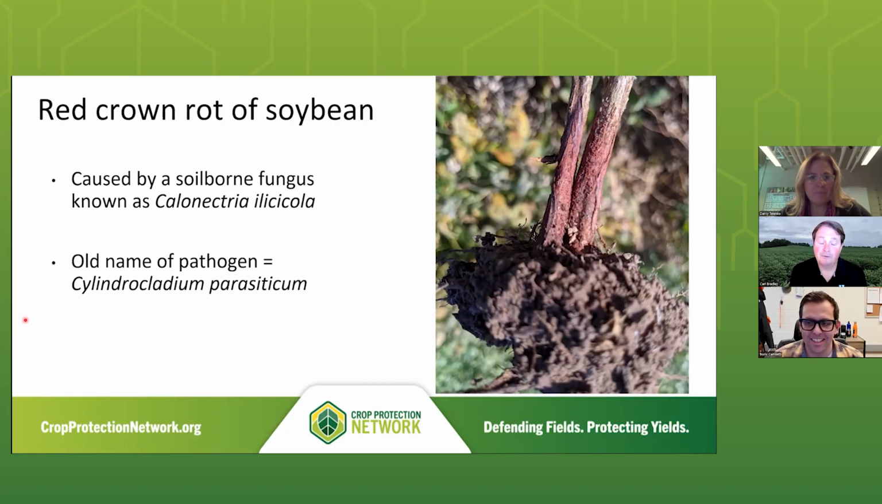So red crown rot of soybean is sort of a new disease to part of the U.S. It's been around in other parts of the U.S. for a while, and we'll get into that in a few minutes. But it's caused by a soil-borne fungus known as Calonectria ilicicola. And if you look at some of the older literature, you may also see the name Cylindrocladium parasiticum listed for the same pathogen. So the name has changed.